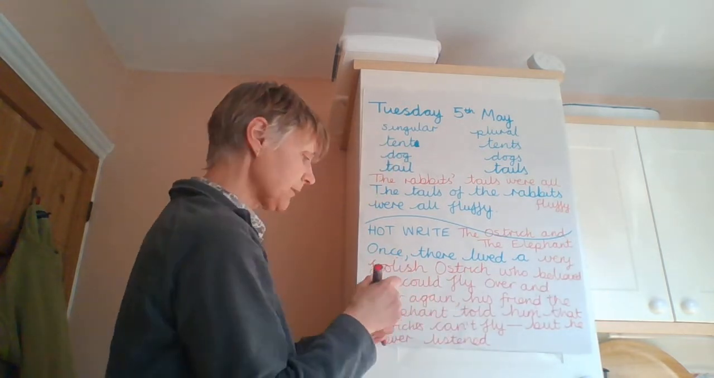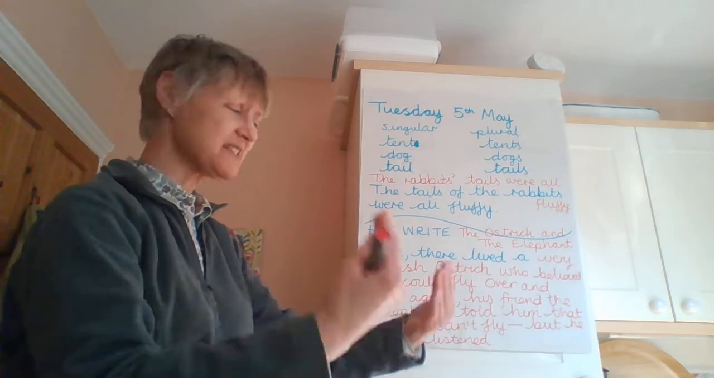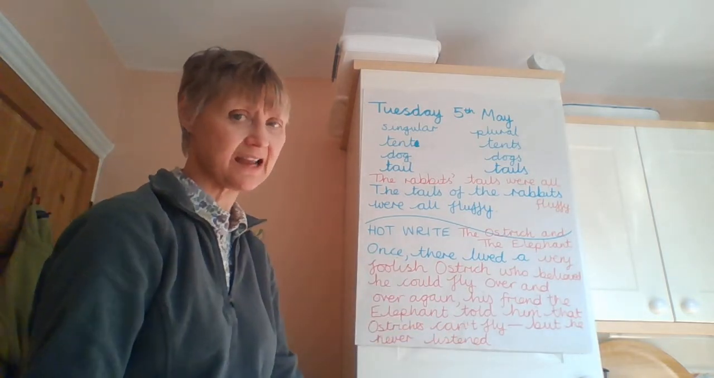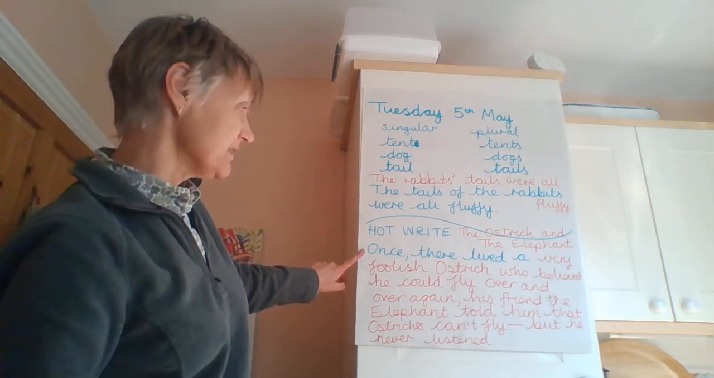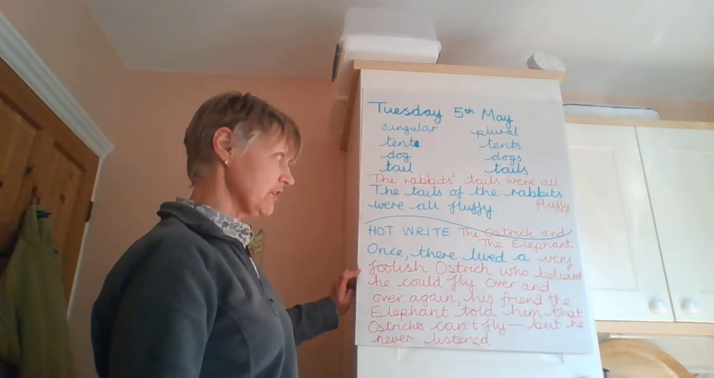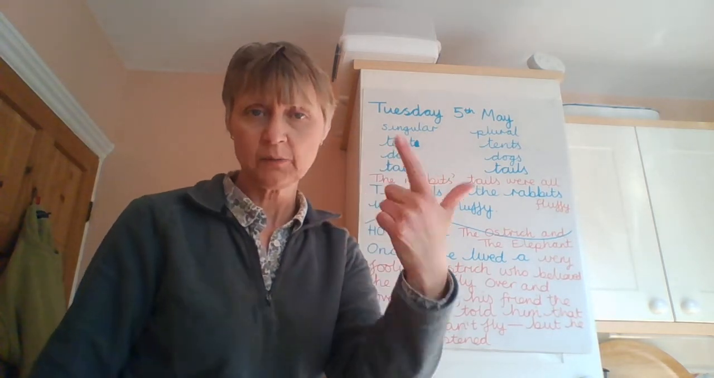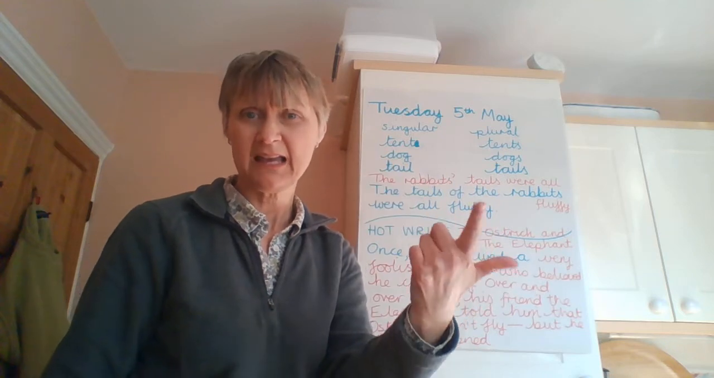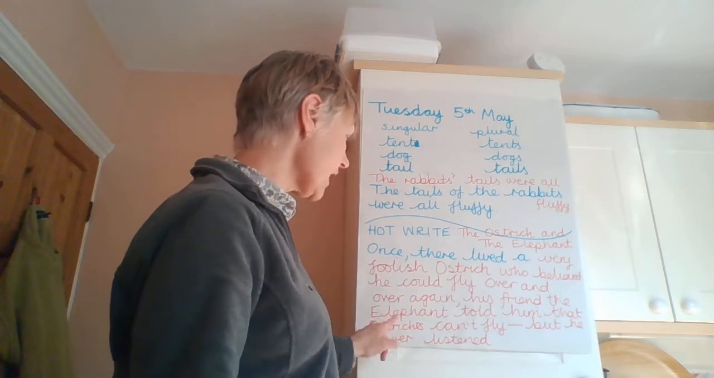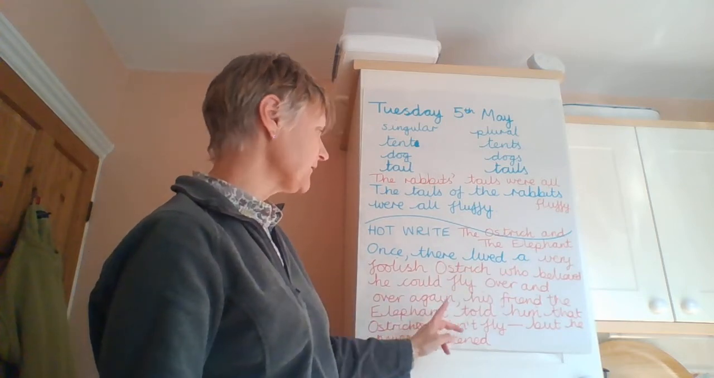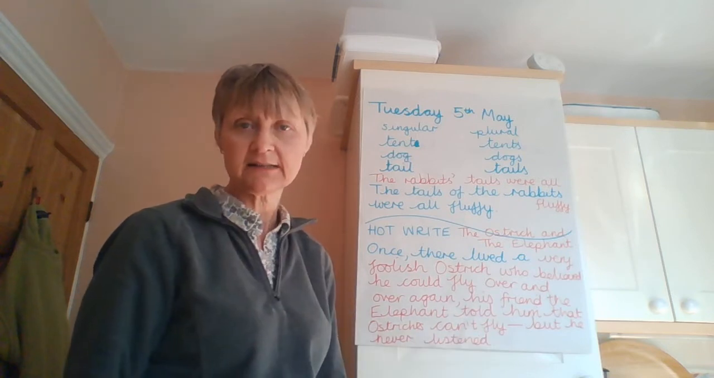So, I'm going to take a step back, I'm going to read what I've got already and think, am I ready to go on to my next section where I was going to describe him trying to fly? So, once there lived a very foolish ostrich who believed he could fly. So I've got the character and I've got his weakness. He believes he can fly, he's foolish. He's fooling himself, isn't he? Over and over again, his friend the elephant told him that ostriches can't fly, but he never listened.